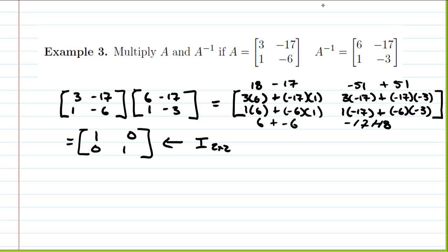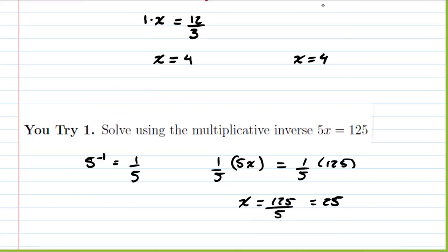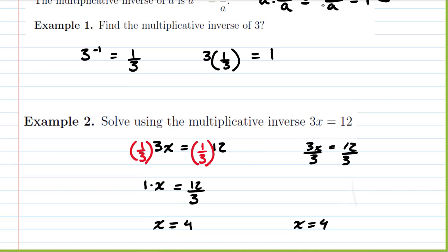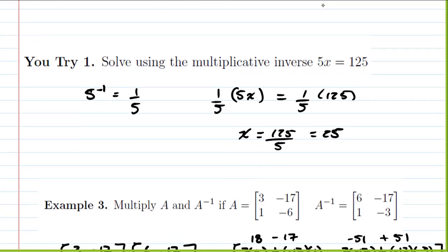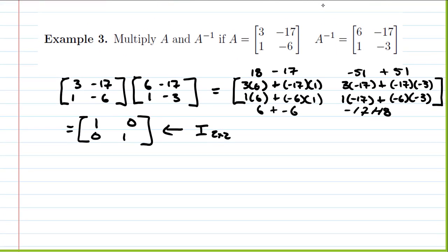So we note that the same thing is happening here as that was happening here. When I multiplied a number by its multiplicative inverse, I got the number 1. The matrix analogy of that is, if I multiply a matrix by its multiplicative inverse, I will get the identity matrix of the same size.